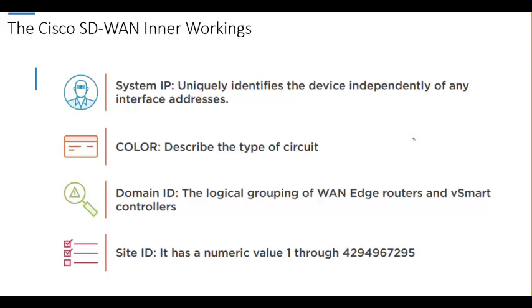But system IP cannot identify different circuits. To identify circuit, what we have is color. Repeating again, this is not WAN IP address. System IP is just to identify the sites, period. How we reach the site, what is the WAN IP, those are not a system IP. Those are colors.